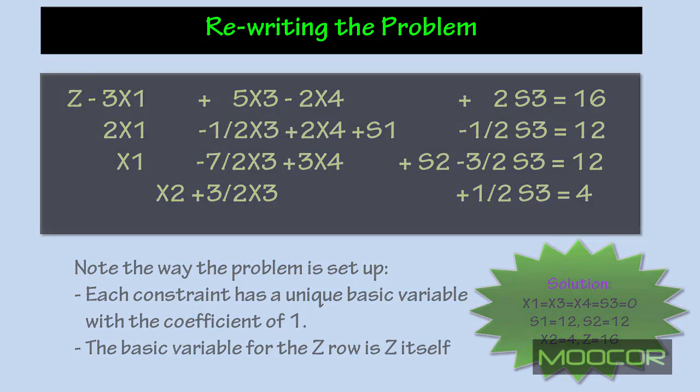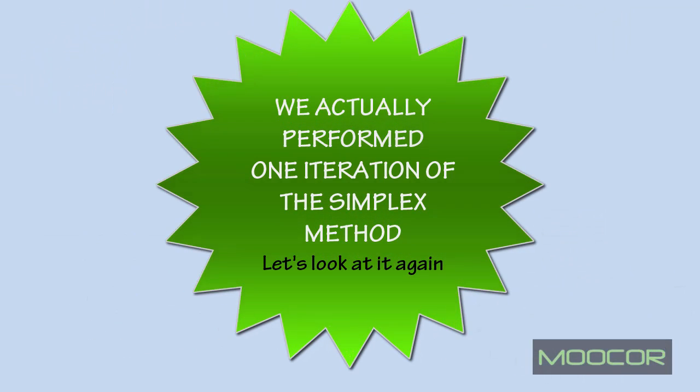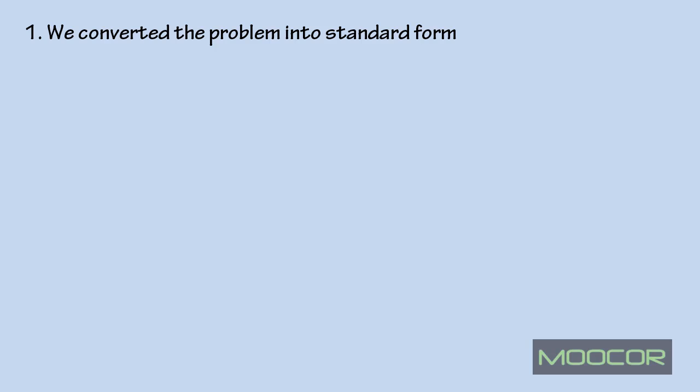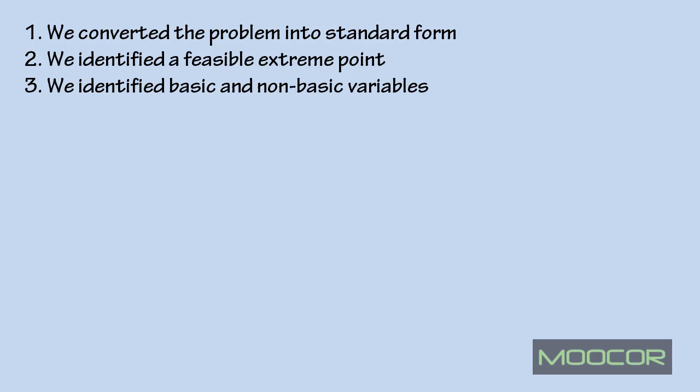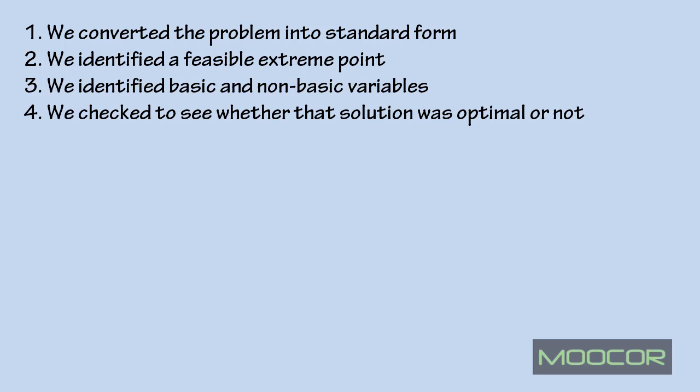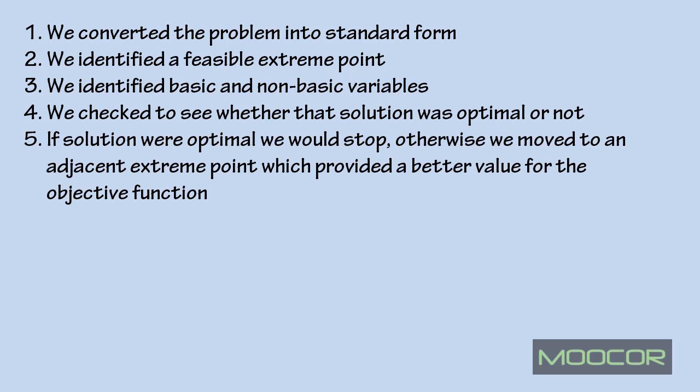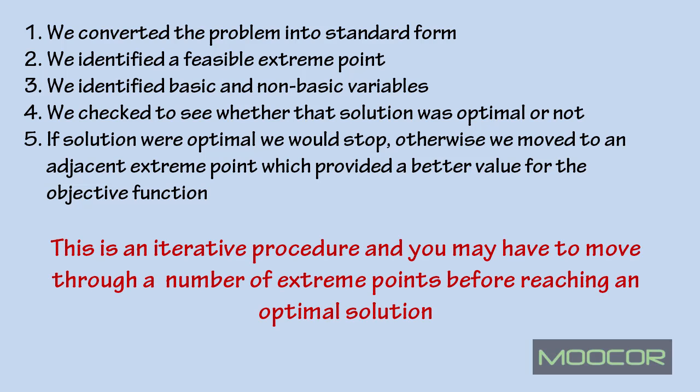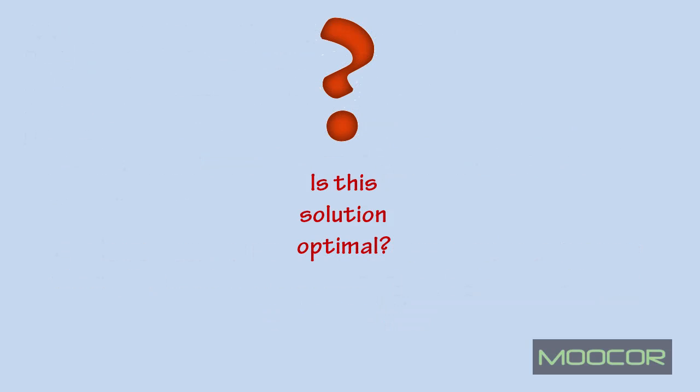Now, what we did, we actually performed one iteration of the simplex method. So let's see what we have done. We have converted the problem into a standard form. We identified a feasible extreme point. We identified basic and non-basic variables. We checked to see whether that solution was optimal or not. And if the solution were optimal, we would stop. Otherwise, we move to an adjacent extreme point, which will provide a better solution for us.